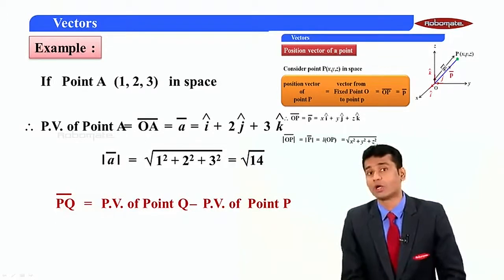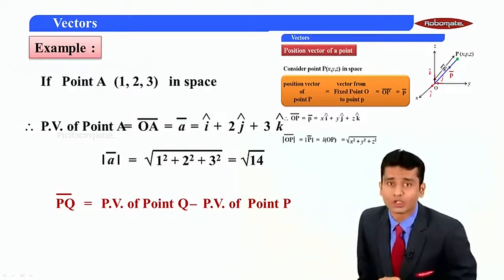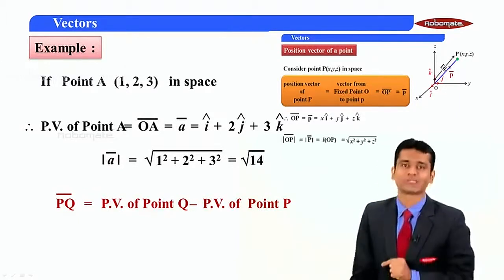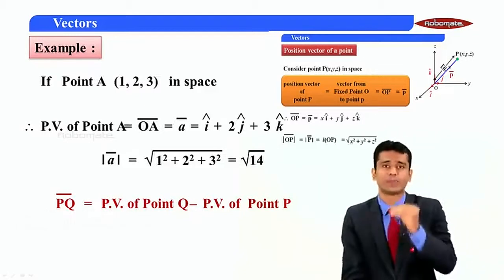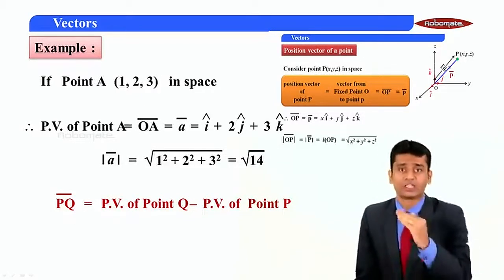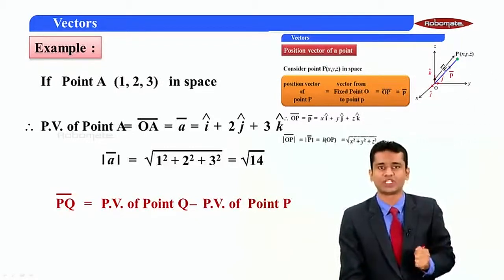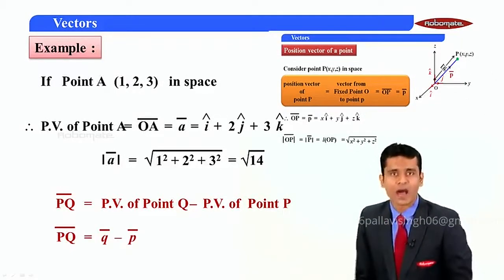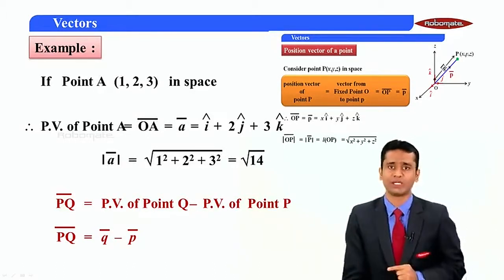A very important concept coming now. PQ bar. Now I want to represent PQ bar in the position vector, and it is given as the position vector of point Q minus the position vector of point P. Whenever you want to represent any vector in the position vector, it's the position vector of the final point minus the position vector of the initial point. So PQ bar is q bar minus p bar.